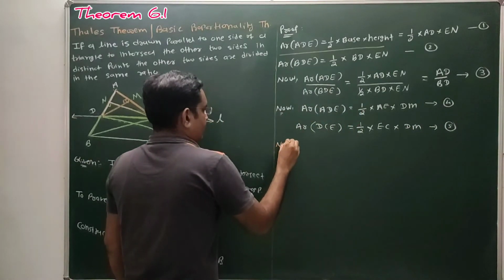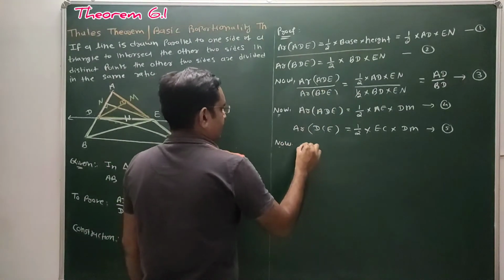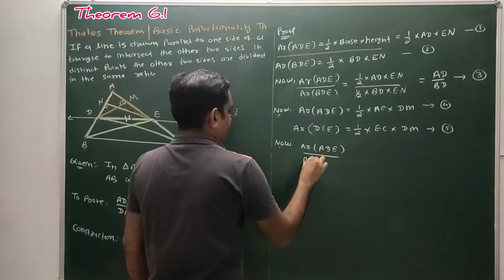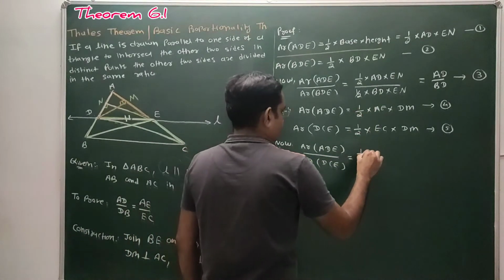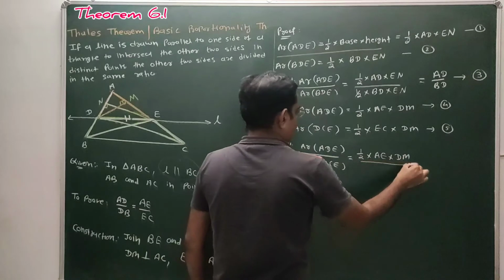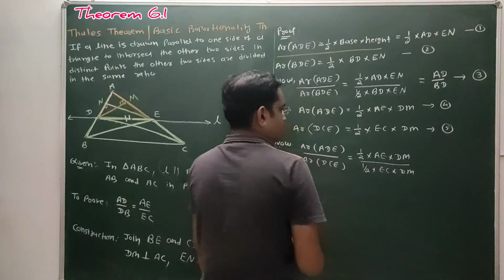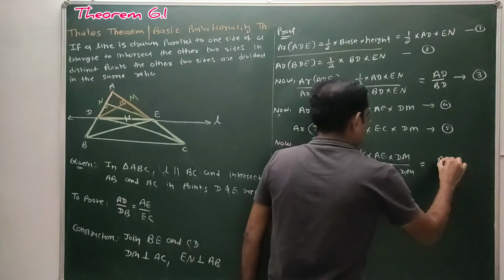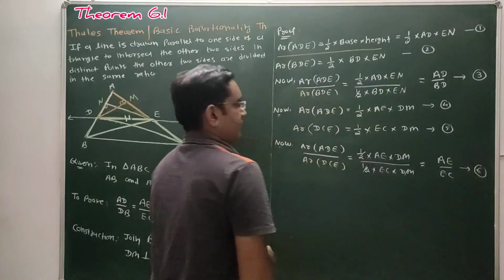And now we can again consider the ratio of the areas of these two triangles. That is area of triangle ADE upon area of triangle DCE. That will be equal to the ratio 1 by 2 AE into DM upon 1 by 2 EC into DM. So this will be 1 by 2 cut, DM cut. So this ratio is equal to AE upon EC. Say this one as result number 6.